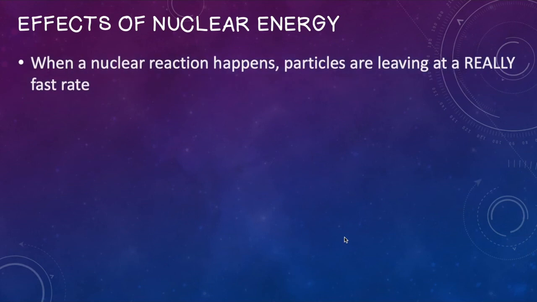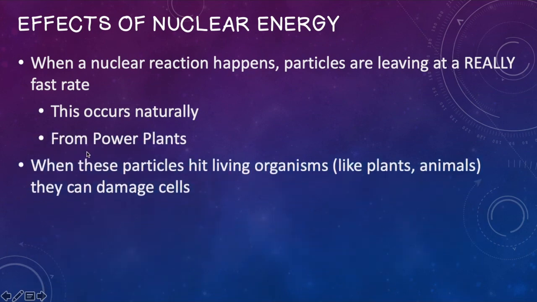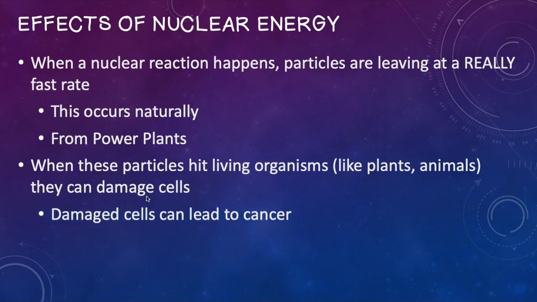And then the effects of nuclear energy, remember our definition of energy, it's the capability of producing change. So when the nuclear reaction happens, you have particles that are moving really fast, and that can occur naturally or it can happen in a power plant. But when these particles are moving so fast, that's a lot of energy. And if those particles hit living organisms like plants or animals, they can damage cells. So there is some truth to the idea of nuclear radiation, of course, can cause damage to cells.